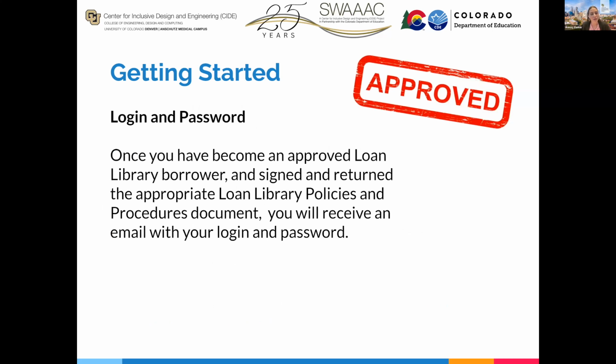All right, so once you have become an approved loan library borrower and signed and returned your appropriate policies document, you'll receive an email with your login and password to our online catalog. And that online catalog is often referred to as Alexandria. That's just the library software we use.